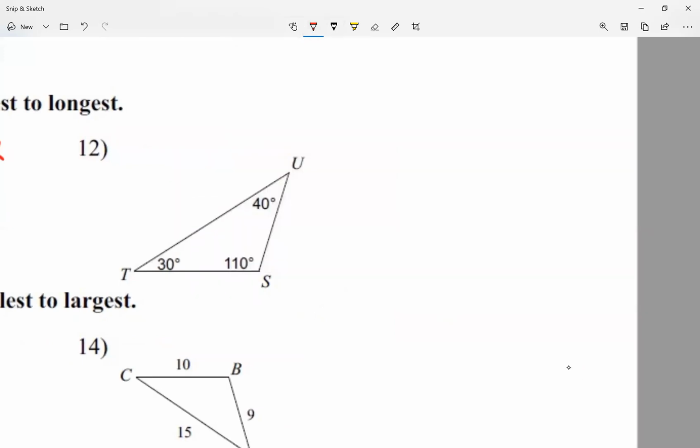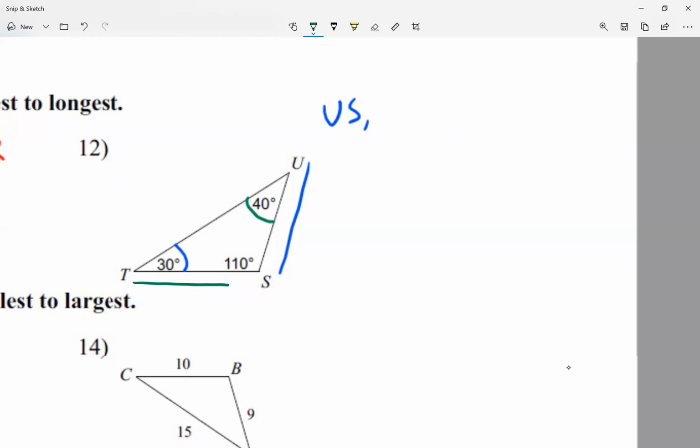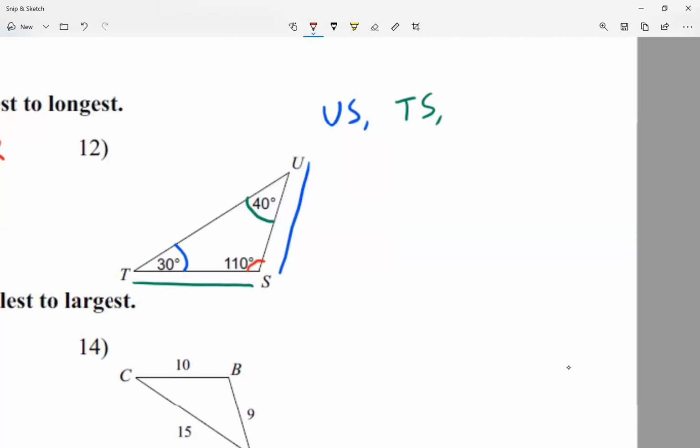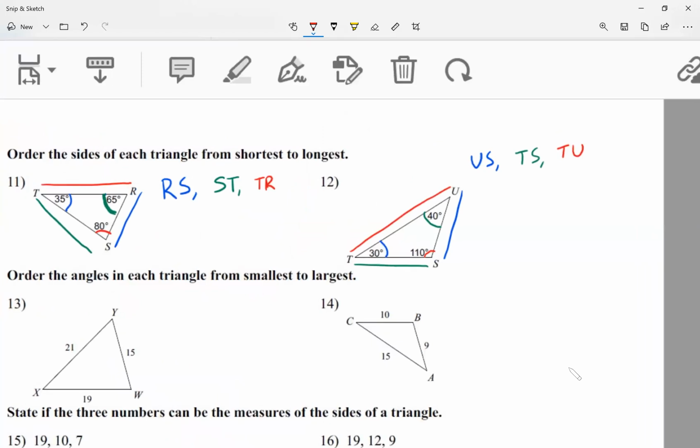The smallest angle is 30 degrees. And that is opposite to this side. So I'm going to say the smallest side is going to be US. Capital U, capital S. Then the medium angle is 40 degrees. That is opposite to this side. So I'm going to say the medium side is going to be TS, or ST, however you guys want. And the largest angle is 110. That means the largest side is TU. Remember, the smallest angle is far away from the smallest side. The largest angle is far away from the large side. And obviously, the medium angle is opposite from the medium side.